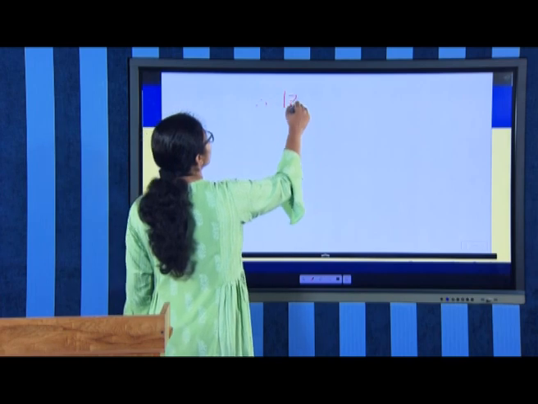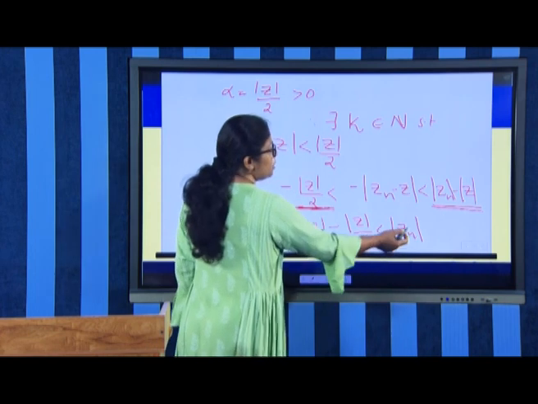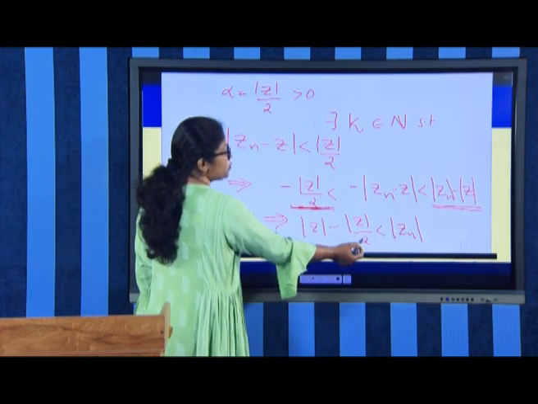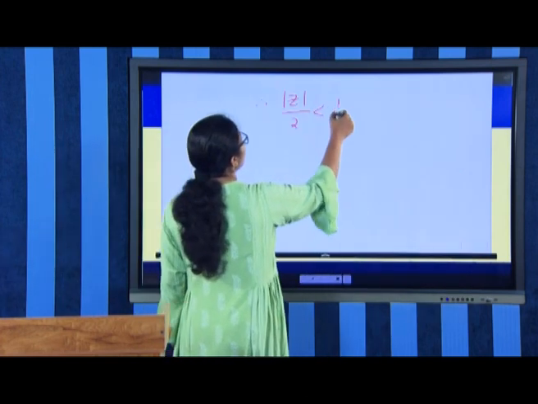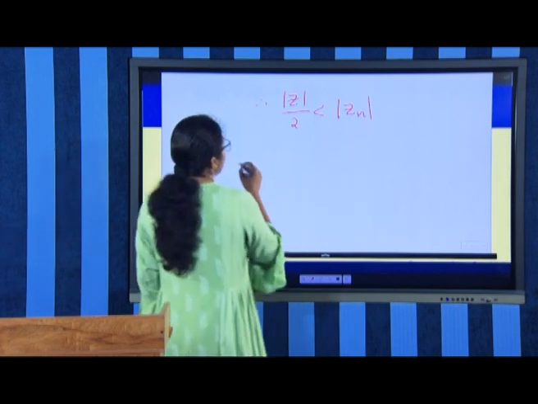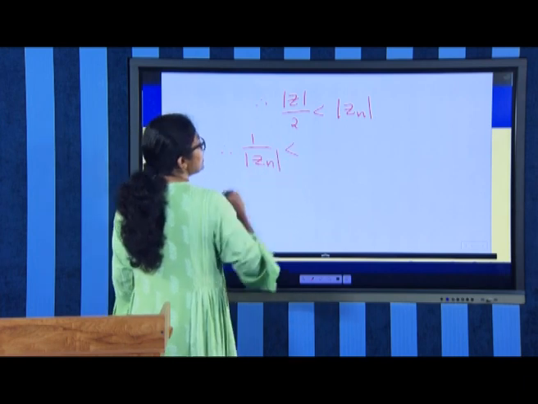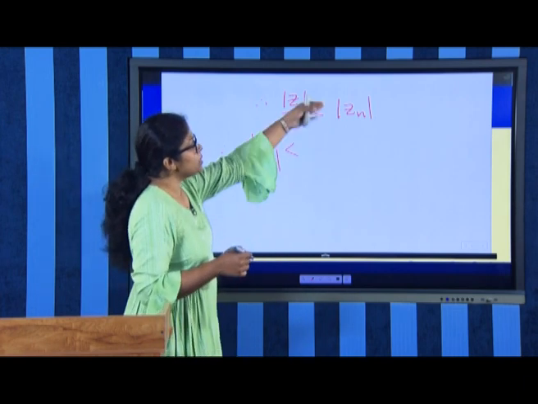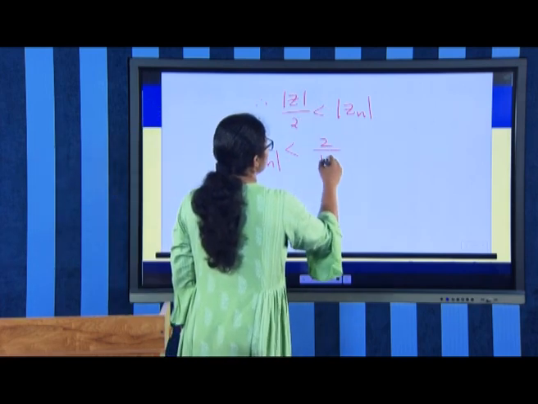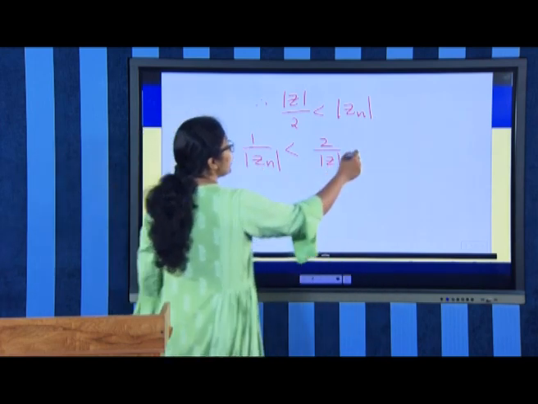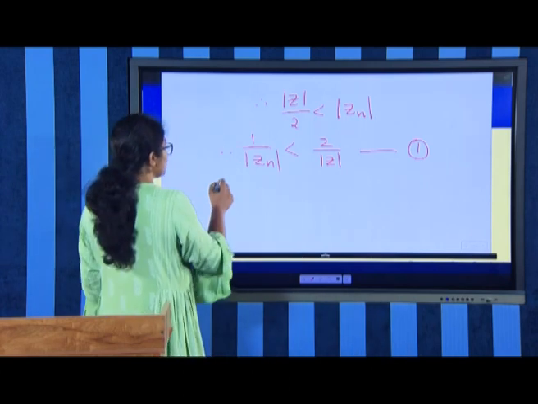Therefore, modulus of Z by 2 can be made less than mod Zn, because mod Z minus mod Z by 2 is less than mod Z, and it becomes mod Z by 2 is less than mod Zn. Therefore, 1 by mod Zn is less than, when you take the reciprocal, the inequality gets reversed. So, this is less than 2 by mod Z. Now, why do we require such a result? Name it as inequality number 1.